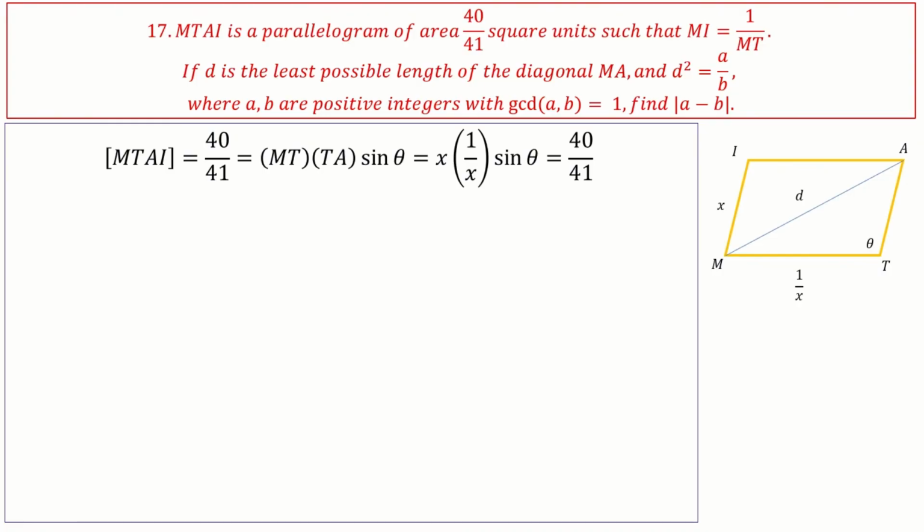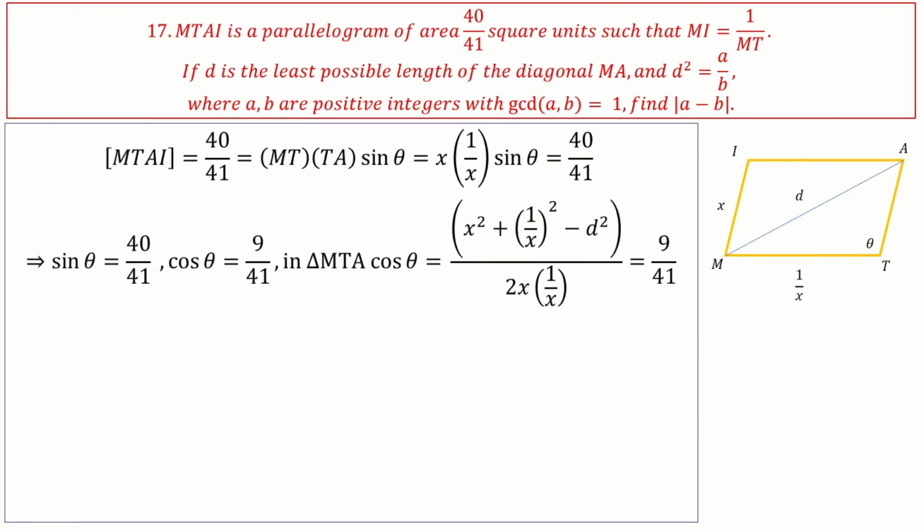MT into TA sine theta is nothing but the area of the parallelogram, which is equal to x into 1 by x sine theta, which is 40 by 41. So my sine theta is equal to 40 by 41, correct? If sine theta is 40 by 41, my cos theta is 9 by 41. I can just apply Pythagoras triangle and find that out.